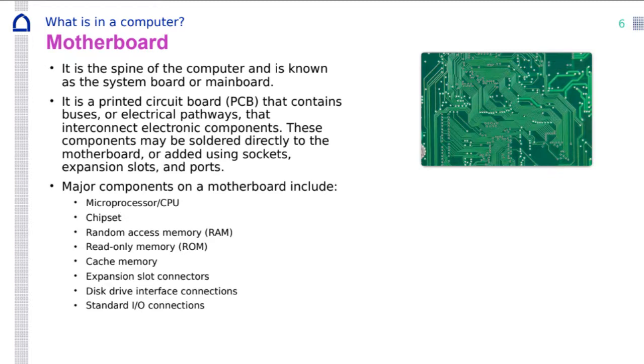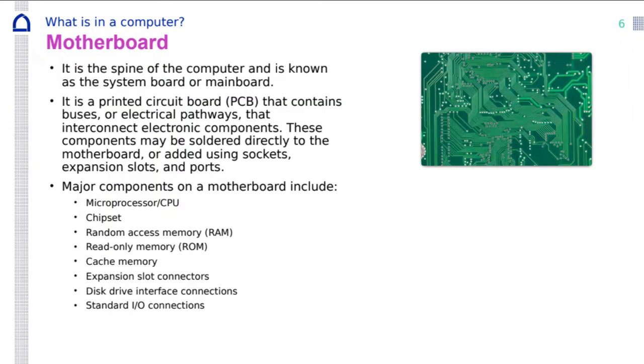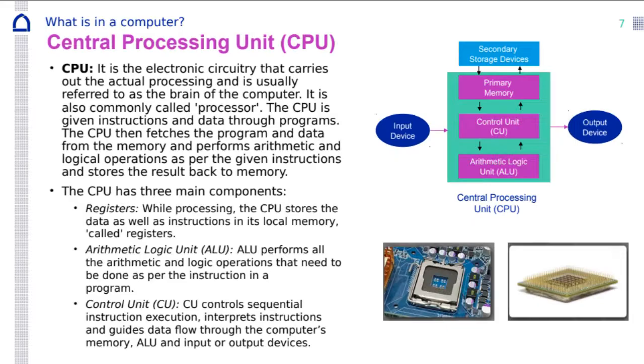These are examples of the major components on a motherboard. We have the processor, the microprocessor, we call it the CPU, chipset, random access memory or RAM, ROM, cache memory, expansion slot connectors. We will show you this in the lab, so don't worry. Disk drive interface connections, standard I/O connections. Okay, so now let's talk about each one of these components.